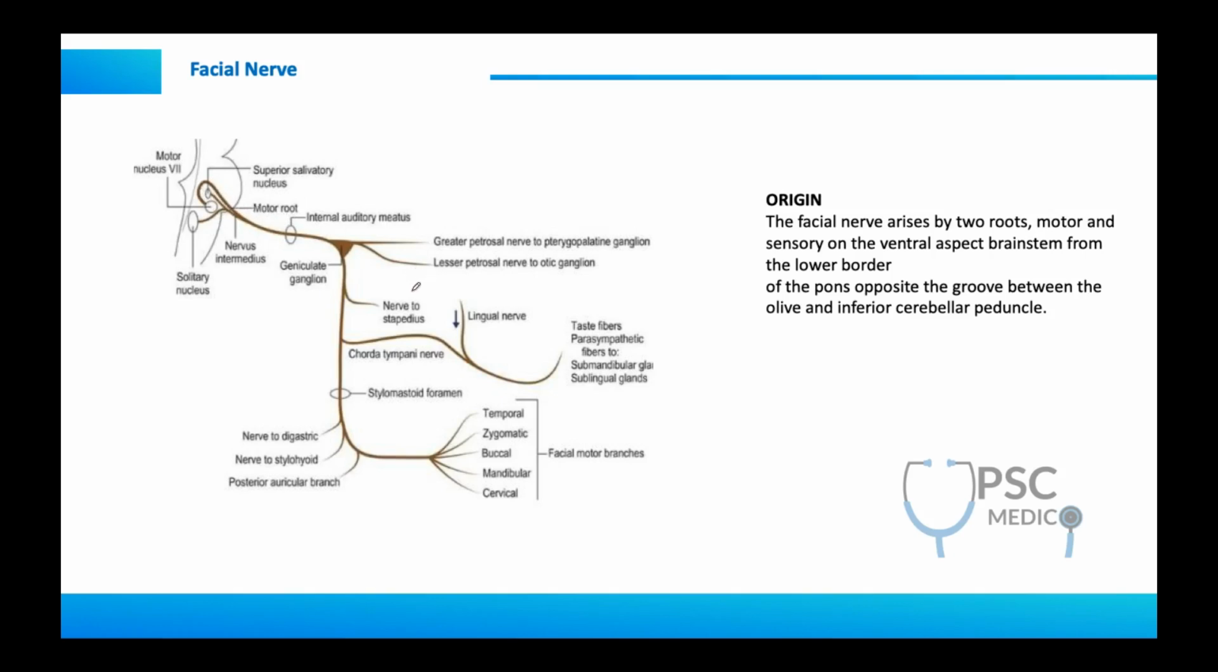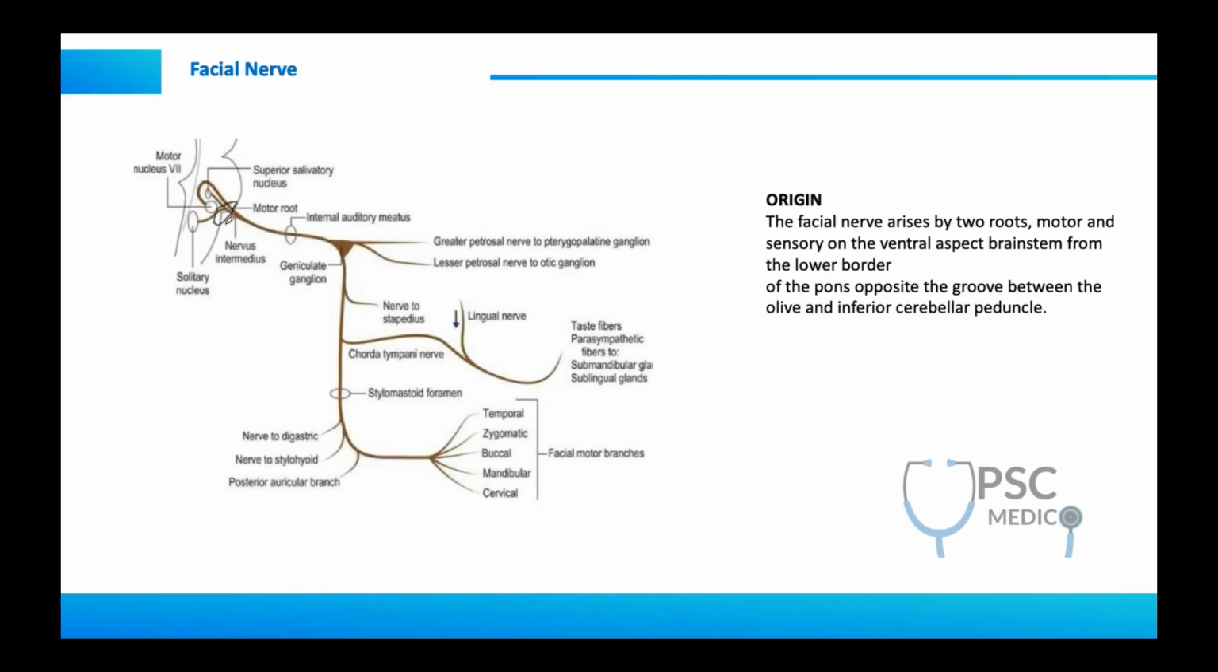So what do we have? We have both motor root and sensory root taking origin, and it is coming out from the ventral aspect of the brainstem, because the only nerve which arises from the dorsal aspect is the fourth cranial nerve. Rest all of the cranial nerves take origin from the ventral aspect of the brainstem. So it arises from the ventral aspect of the brainstem from the lower border of the pons.